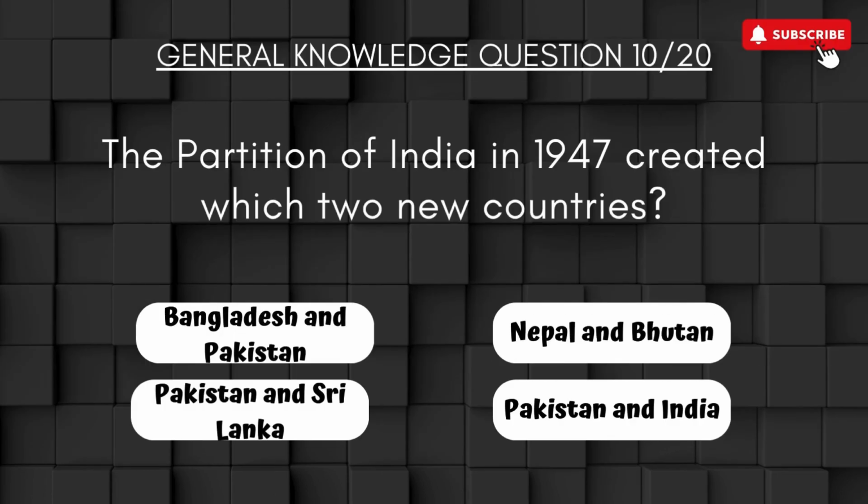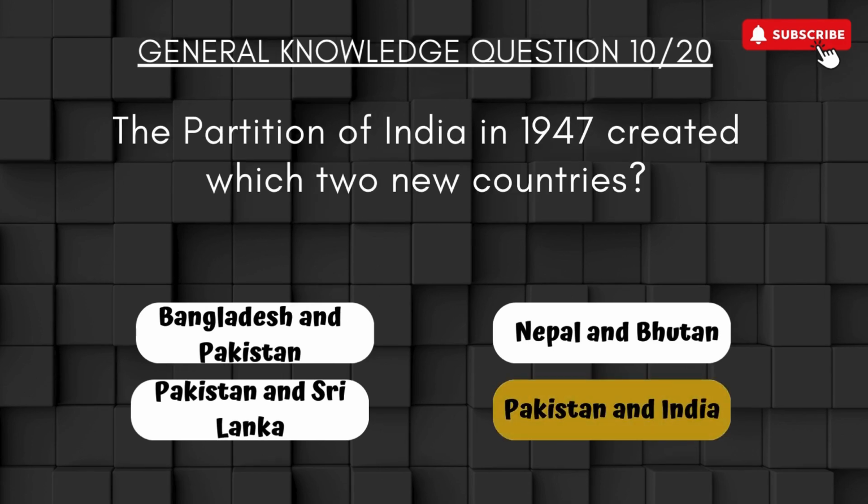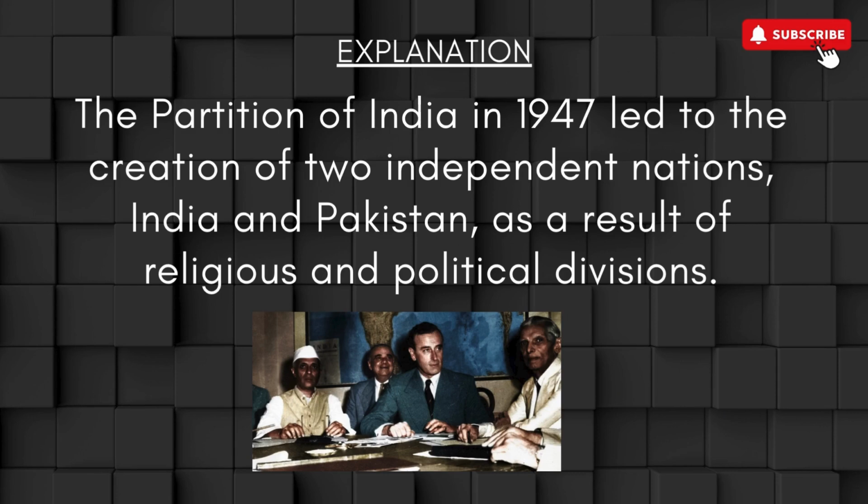The partition of India in 1947 created which two new countries? The partition of India in 1947 led to the creation of two independent nations, India and Pakistan, as a result of religious and political divisions.